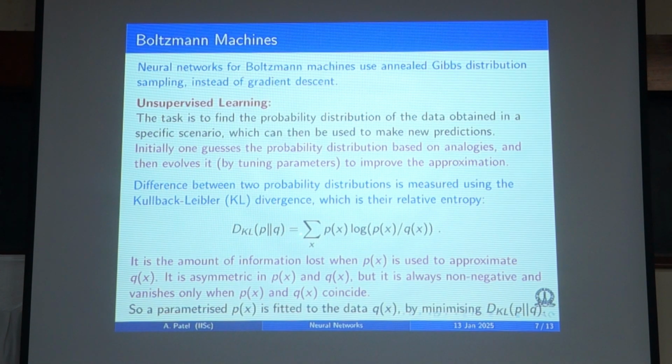It's a very systematically constructed quantity. It is asymmetric as far as P and Q are concerned, but it has good mathematical properties: it is always non-negative and it will vanish only when P and Q coincide, which will make this log equal to 0. So what is done in the analysis is you parameterize P by some variables and fit the data Q of x by minimizing this particular quantity. How you minimize is a question of the algorithm.